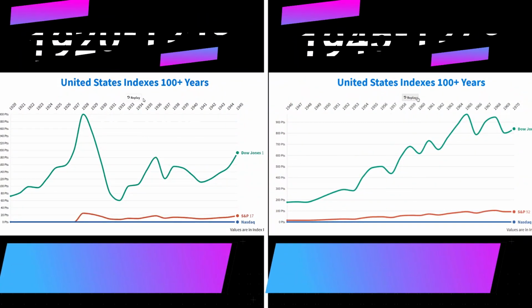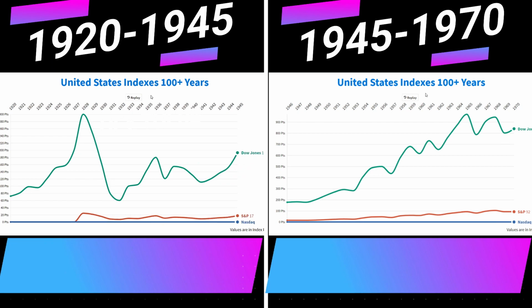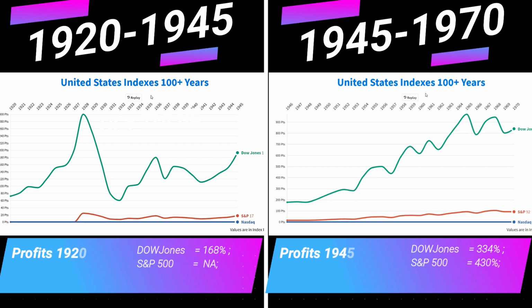If you see the 25-year breakup between 1920 to 1945, Dow Jones profit is 168%. This is the worst period where economic was in deep depression. S&P 500 was started in 1928 only and Nasdaq was not there at that time. Between 1945 to 1970 Dow Jones profit is 334%, S&P profit is 430% and Nasdaq was not there at that time.